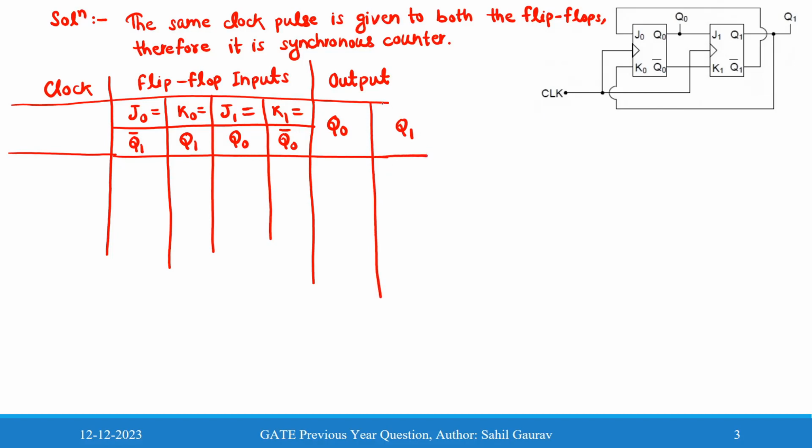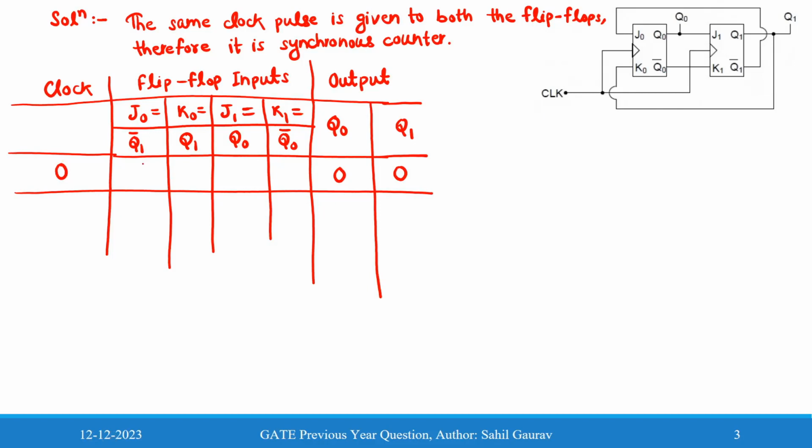So let us go to the initial state. The initial state is given as Q1 equal to 0 and Q0 equal to 0. So before applying the first clock pulse, it is in 0 0, meaning Q0 is equal to 0 and Q1 is equal to 0. Then we can write the flip-flop inputs.